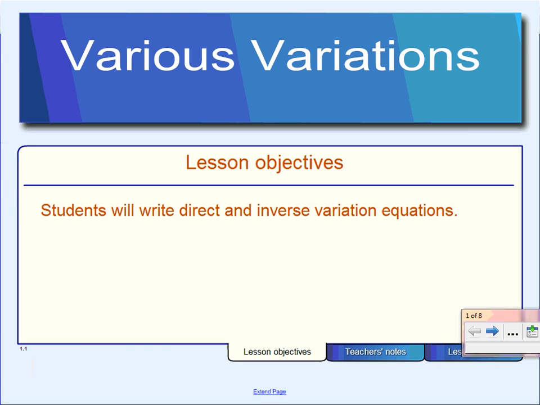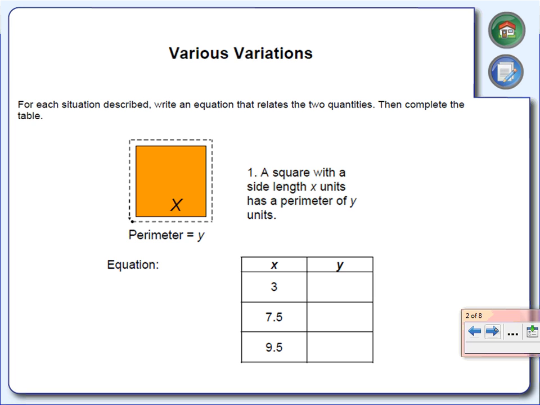All right, so various variations. What you're looking at, students will be writing some direct and inverse variation equations, and we'll see how that works here in a second. First of all, you'll notice that at the top, you have one problem. It says that a square with a side of x units has a perimeter of y units. We have to come up with an equation that would describe this particular situation.